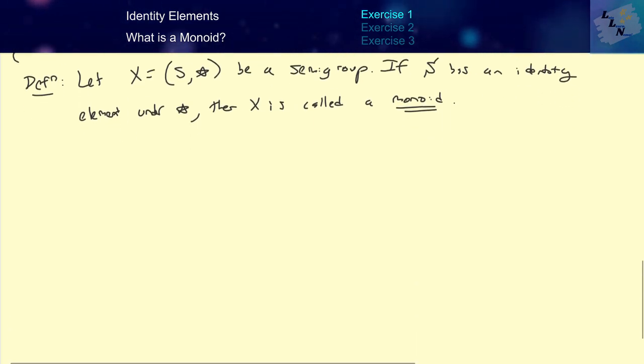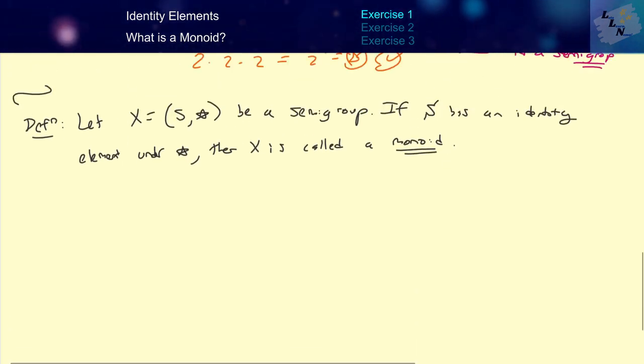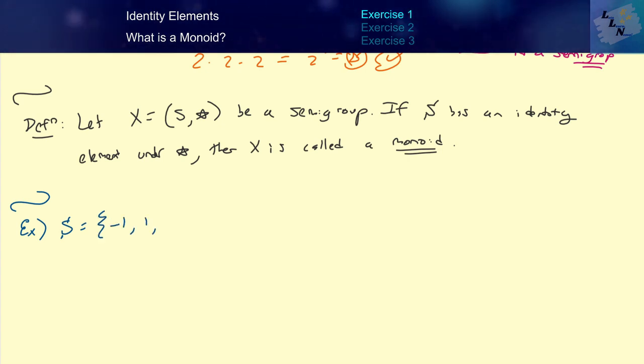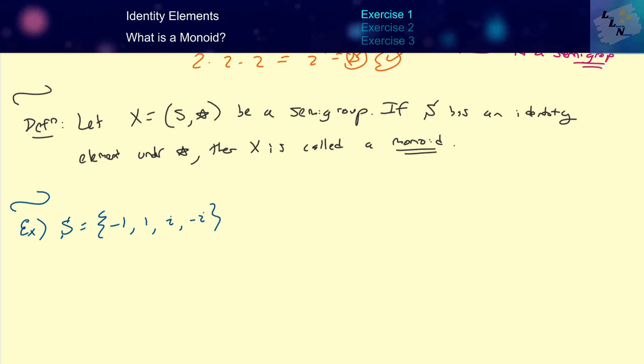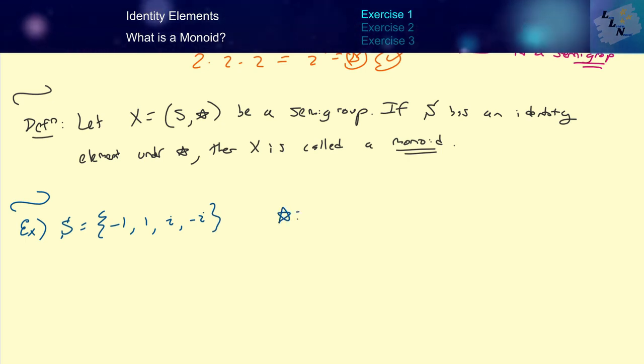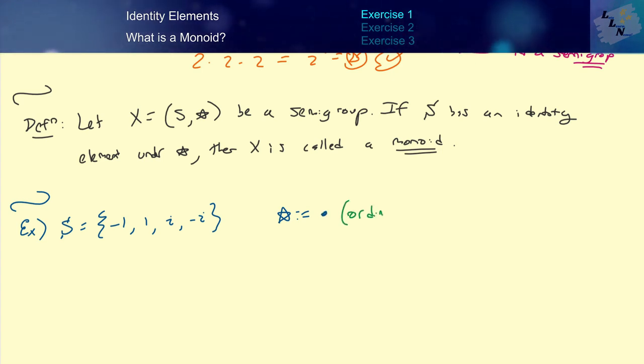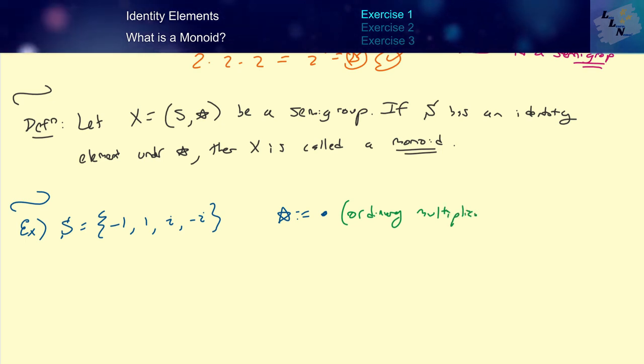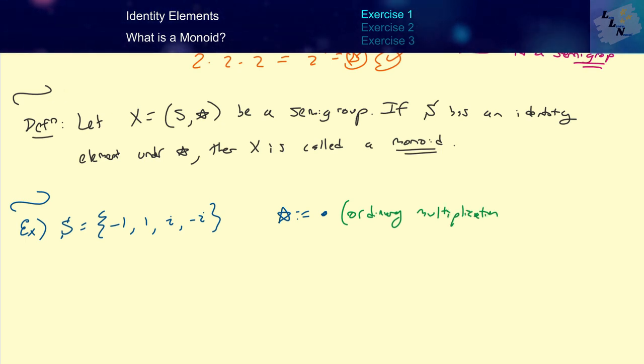Okay, so let's look at a particular example, and this example is actually quite important. Let's consider the set S to be equal to the elements -1, 1, i, and -i, where i is the square root of -1. And let's define star to be ordinary multiplication in the set of complex numbers. Okay.